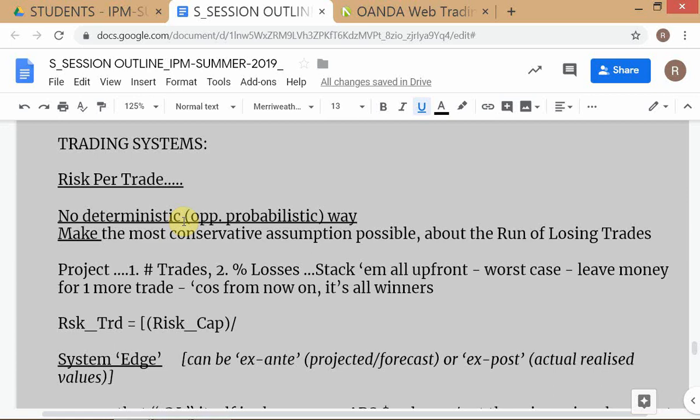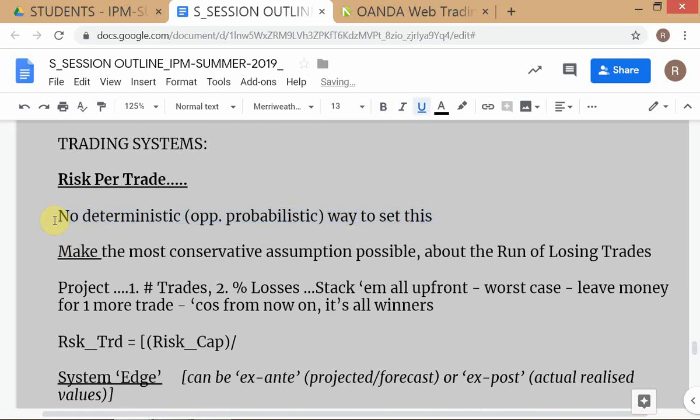So is this clear? You've learned two terms now, deterministic versus probabilistic. So what we are saying is, as far as the risk per trade is concerned, there is really no deterministic way to set this. By this I mean risk per trade. We are trying to determine this risk per trade now. So there is no deterministic way to set this. Opposite of deterministic is probabilistic.